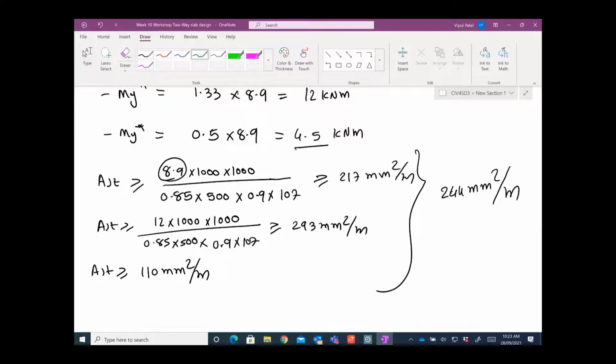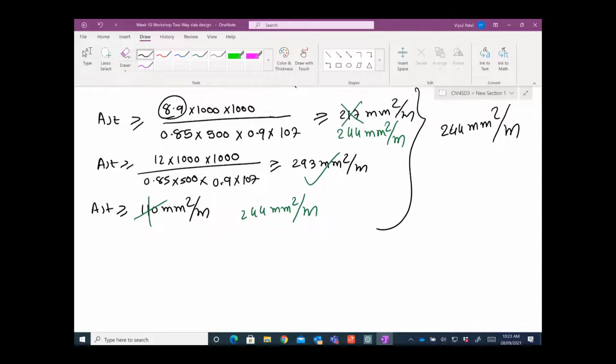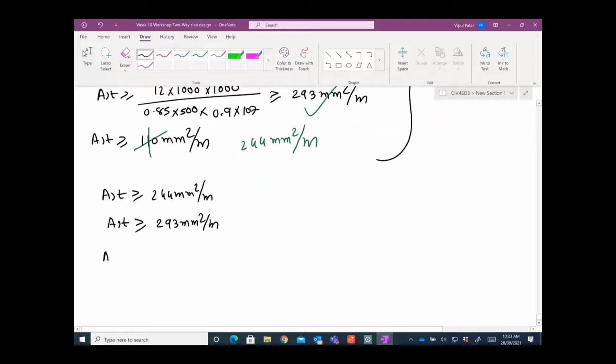So is it okay here? No, this is wrong, because we need 244 millimeters square per meter. This is okay. This is wrong. 244 millimeters square per meter. So that first check is okay. Now let's redo it again. AST is 244 millimeters square per meter at midspan. AST at the continuous edge is 293 millimeters square per meter. So the one check is done. AST greater than or equal to 244. I hope you are following me.